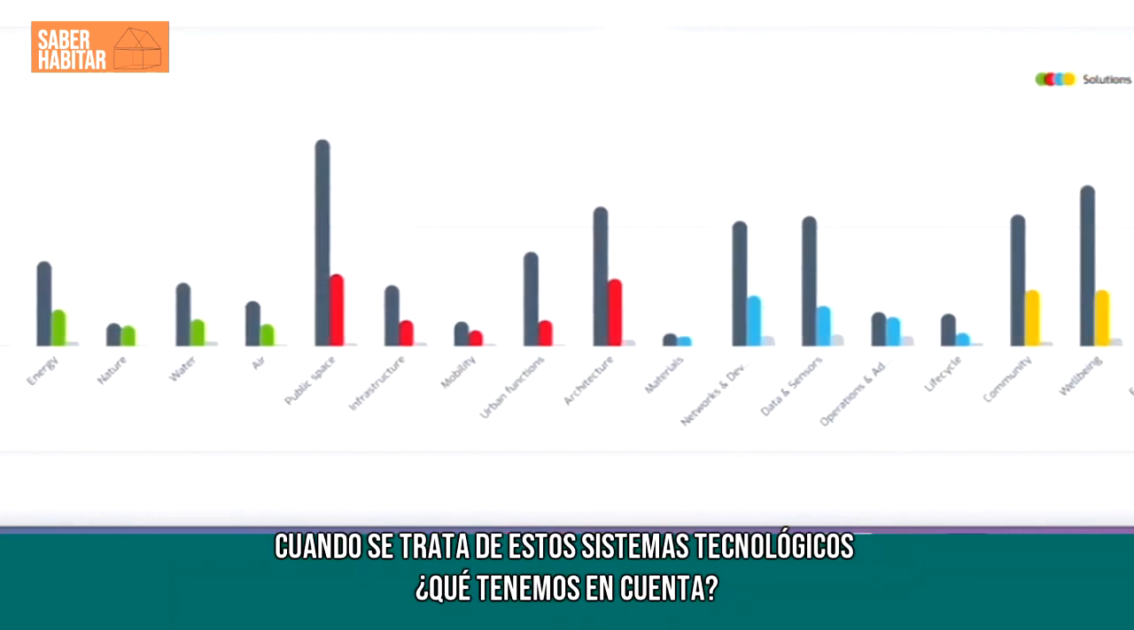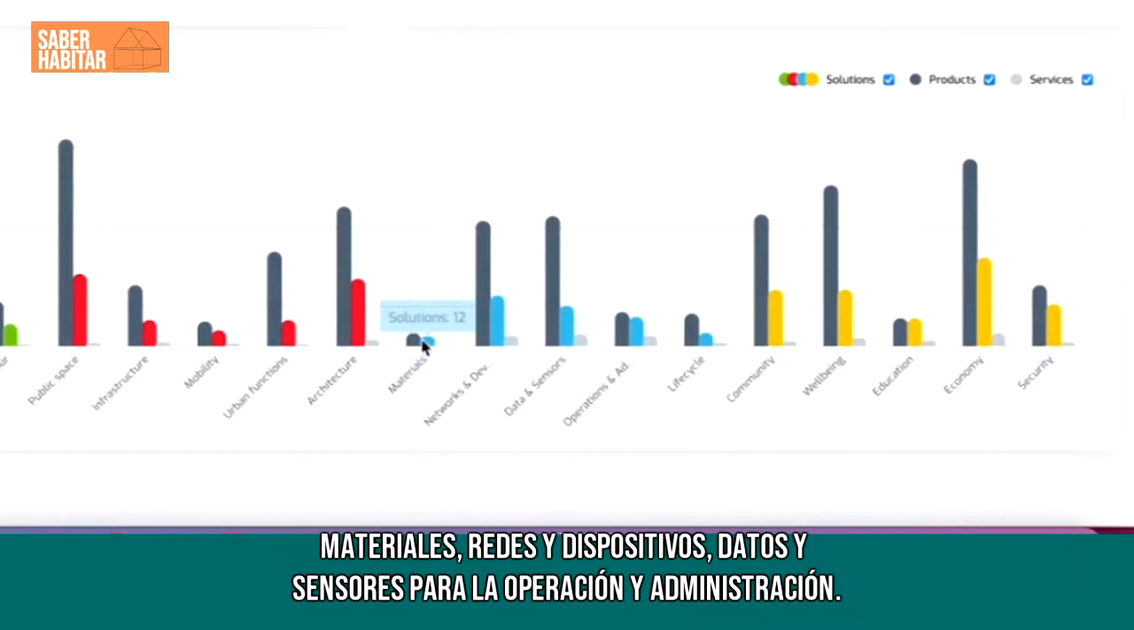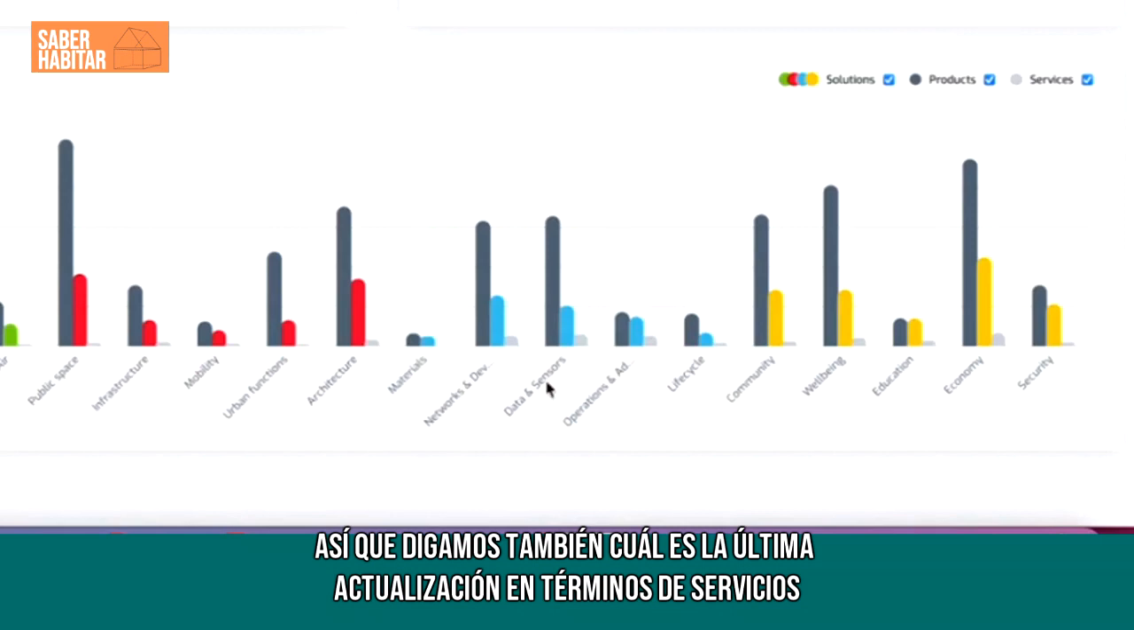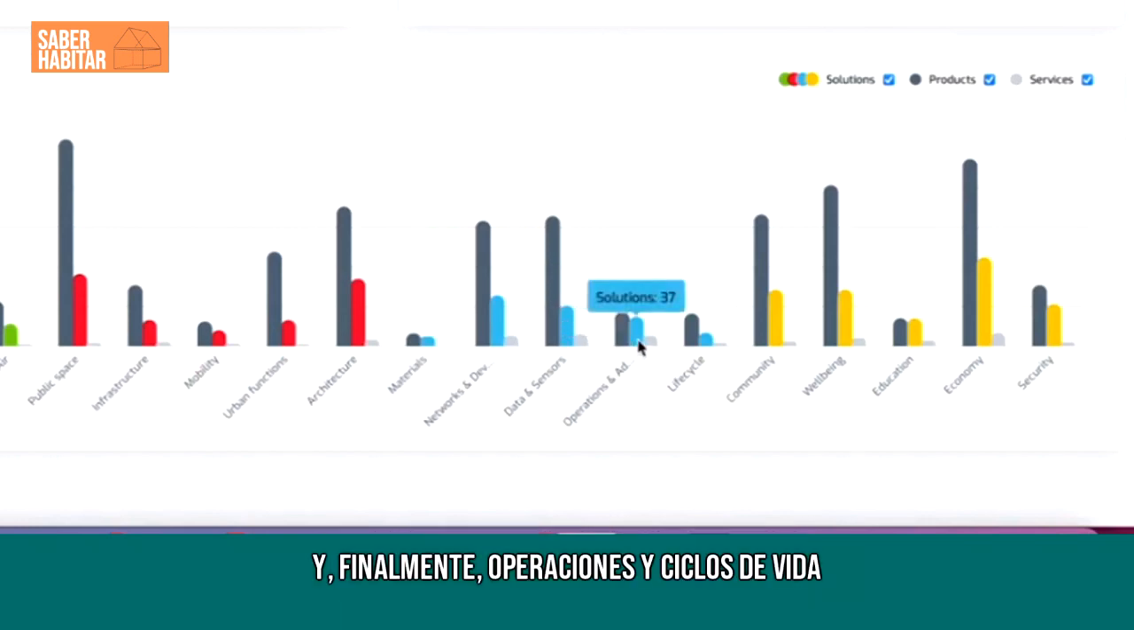When it comes to these technological systems, we take into consideration materials, network and devices, data and sensors, then operation and administration. So let's say also what is the latest update in terms of services that the public administrations can give to the residents of a new district. And finally, operations and life cycles.